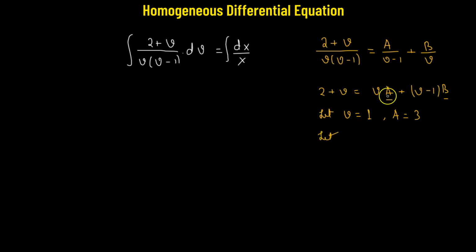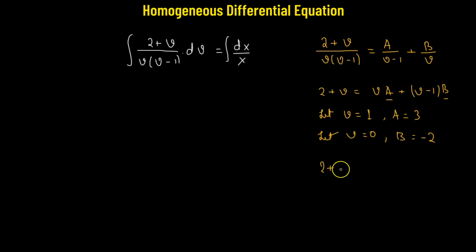And to find out the value of b, we'll have to get rid of the first term, which is v times a. So we'll let v equal 0, and this is going to give us 0 minus 1, so that's negative b. So negative b will be equal to 2. That means we have b equals negative 2.